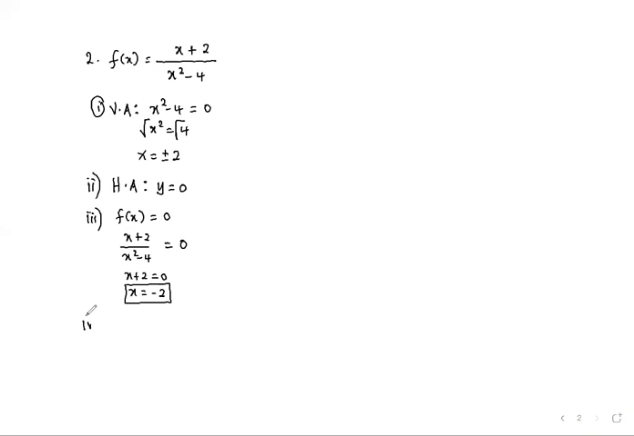The fourth part, you substitute 0 where there's x. So we get 0 plus 2 over 0 minus 4, which is 2 over minus 4, which is negative half. Like that.